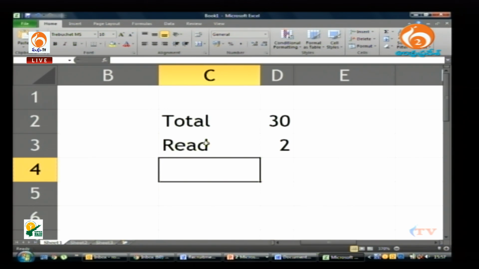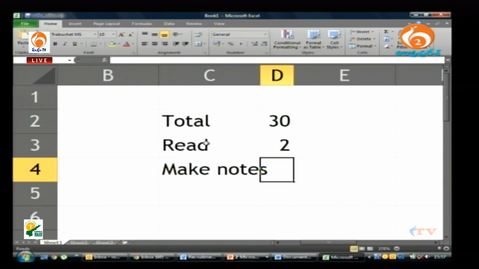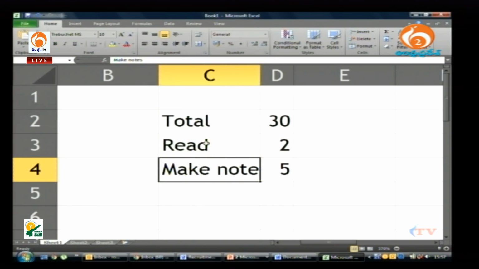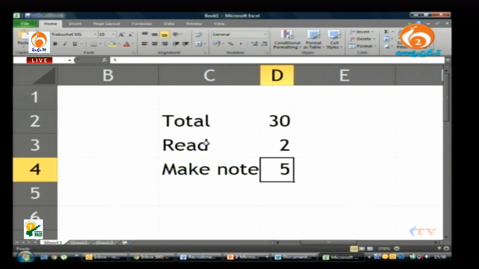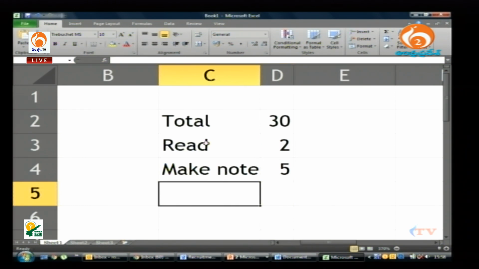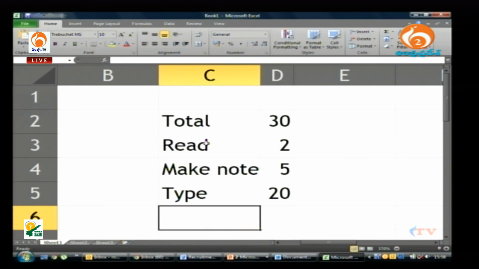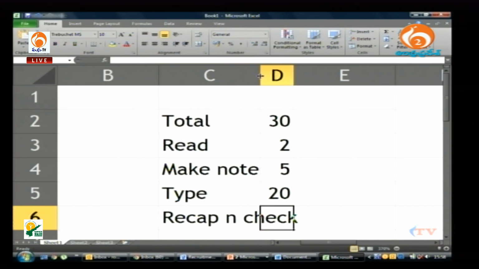All right. Make notes for 5 minutes. When I say make notes for 5 minutes, it doesn't mean the entire 5 minutes you will spend on making notes. Within 5 minutes, make notes. So, I have already used 7 minutes. I am left with only 23 minutes now. Type for 20 minutes. And recap and check.